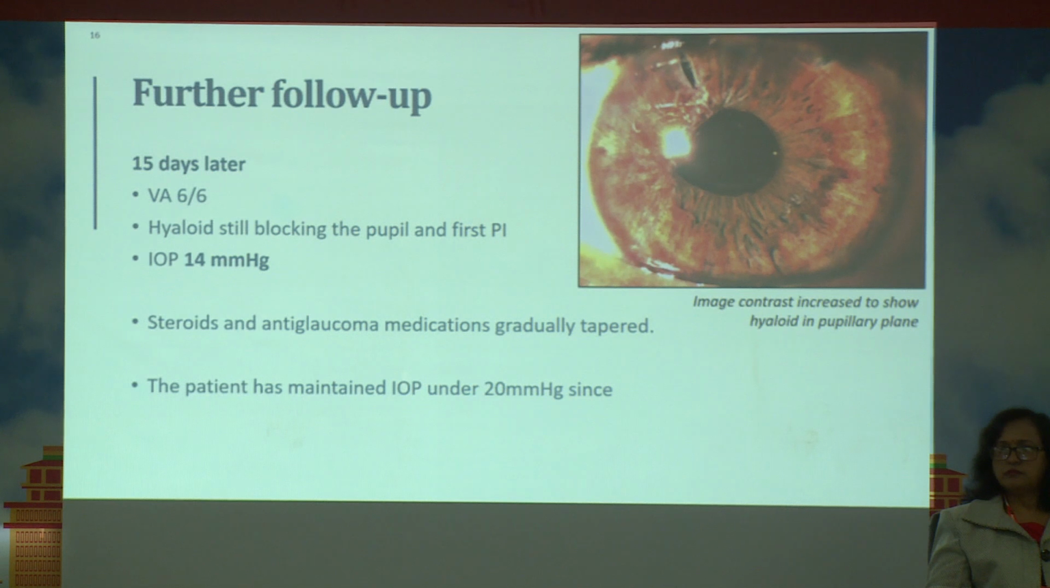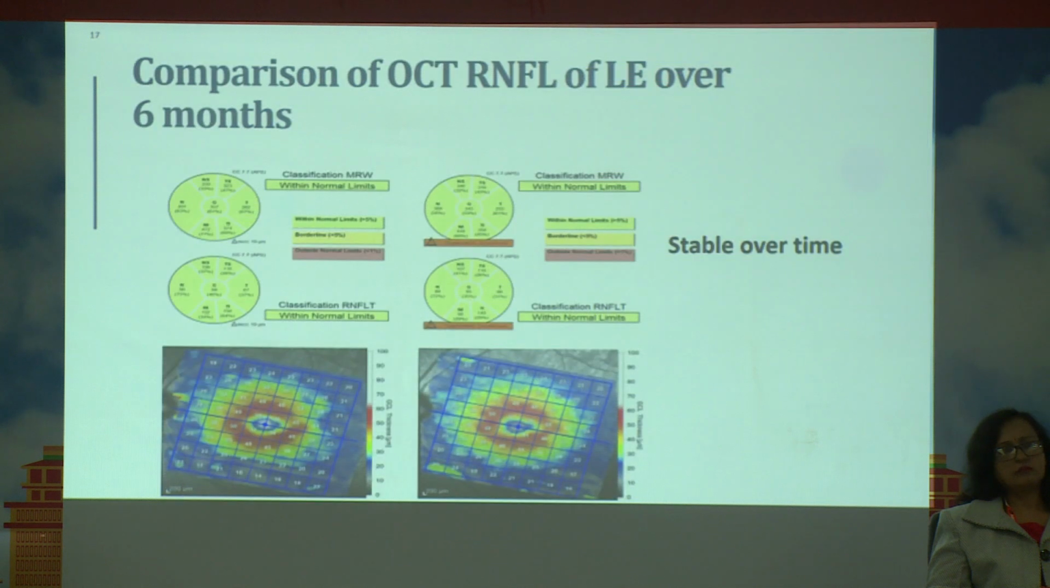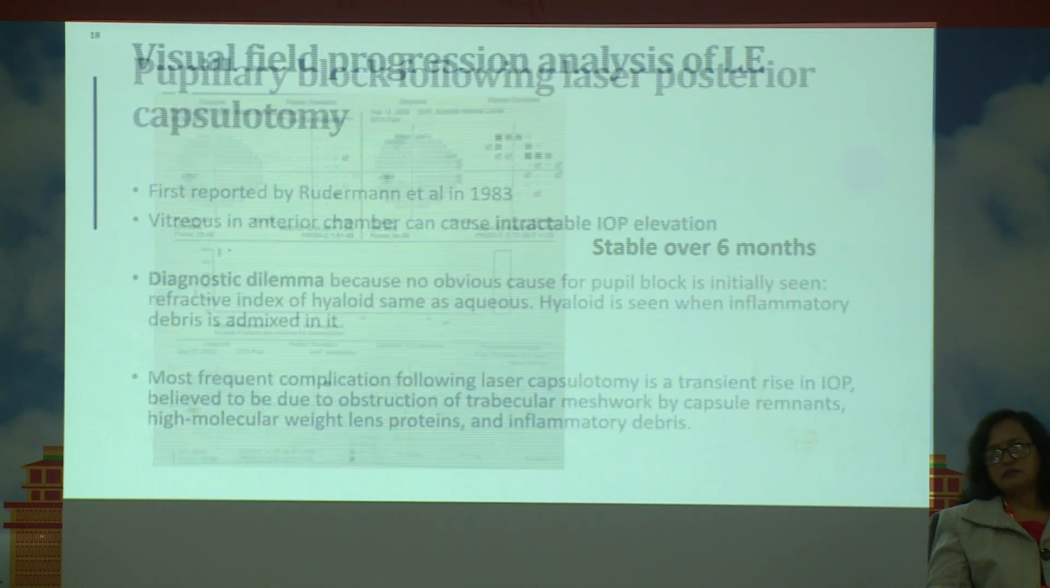15 days later, the IOP was 14 millimeters of mercury. Hyaloid was still blocking the pupil as well as the first PI. Steroids and anti-glaucoma medications were gradually tapered and the patient has maintained an IOP of 20 millimeters of mercury ever since. Comparison of OCT RNFL of the left eye and visual fields was stable over 6 months.